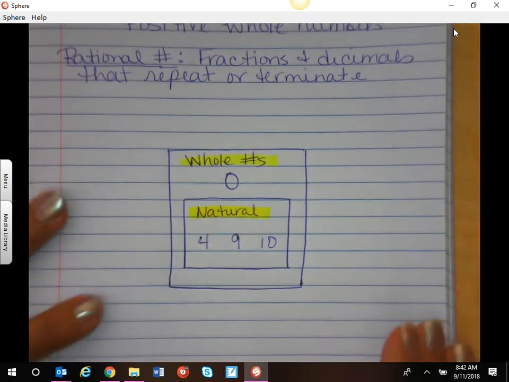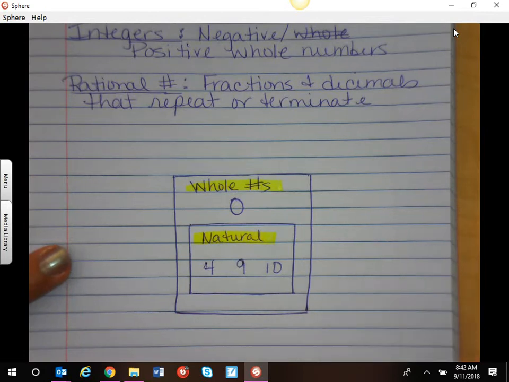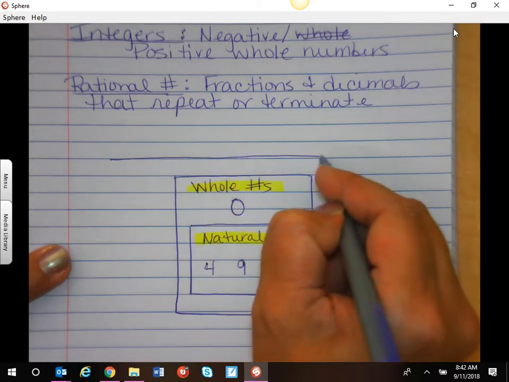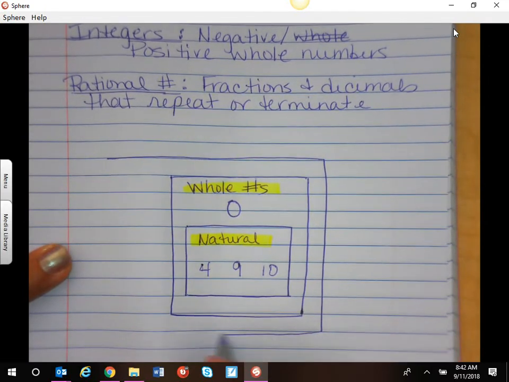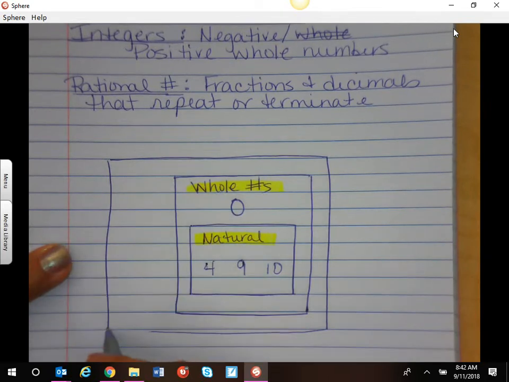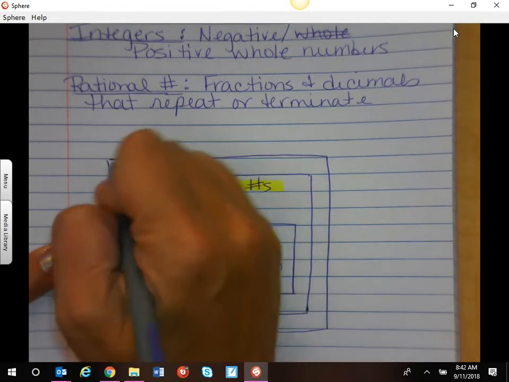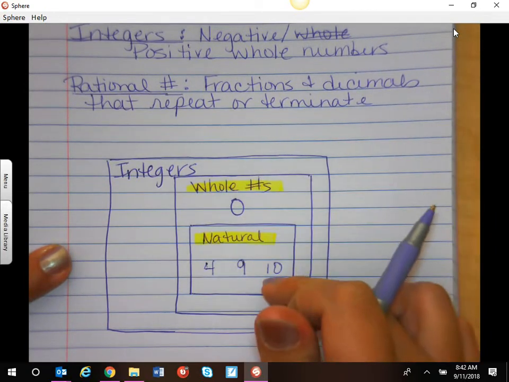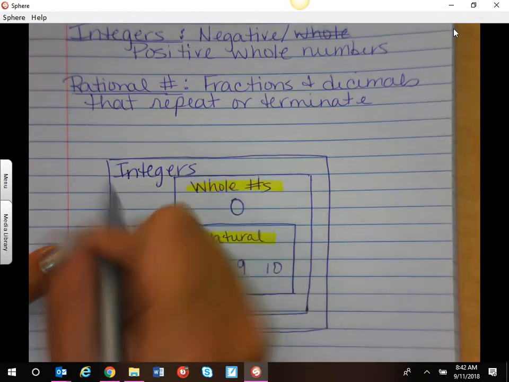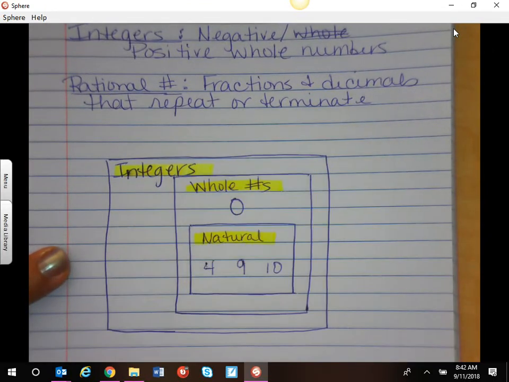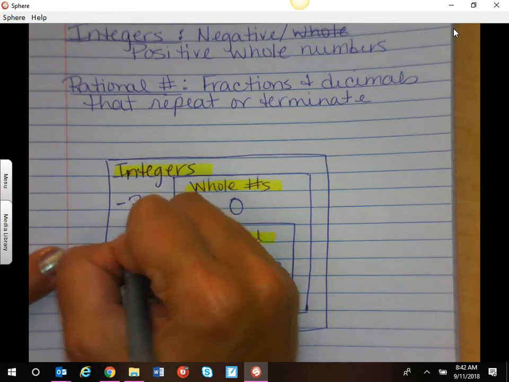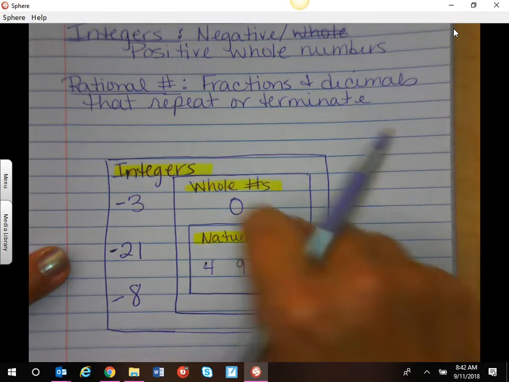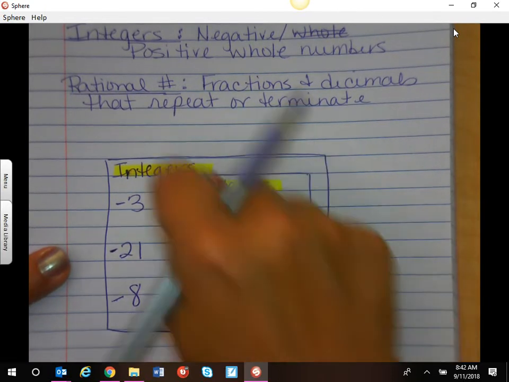My next one is integers. Now, whole numbers and natural numbers are subsets of integers, meaning integers include whole numbers and natural numbers. But they also include negative whole numbers, so maybe -3, -21, -8. But 0 is also an integer, and 4 is an integer, and 9 is an integer, and 10 is an integer.